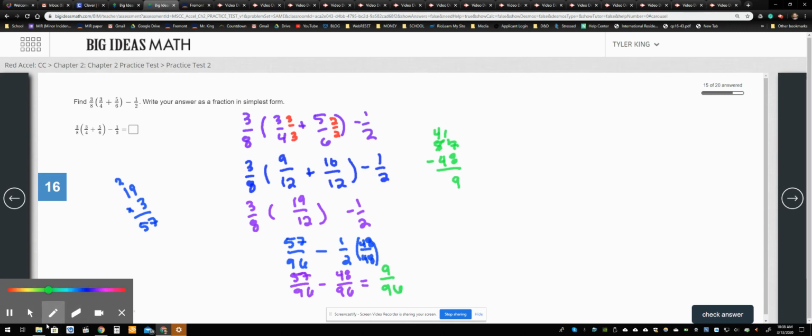Now again, this won't be our final answer here because we do have to simplify, because both of these are divisible by 3. We can see that dividing 9 by 3, we end up with 3, and taking 96 and dividing it by 3, we end up at 32. So we end up with 3 over 32 as our final answer here.